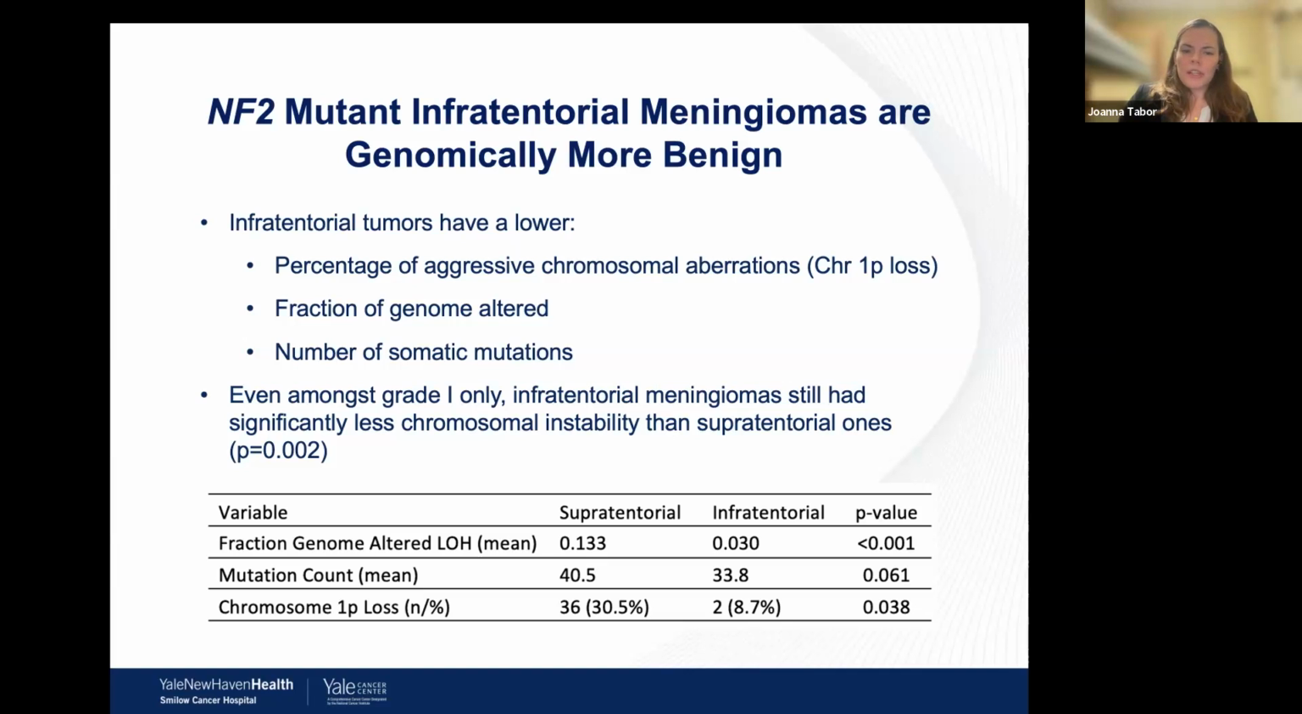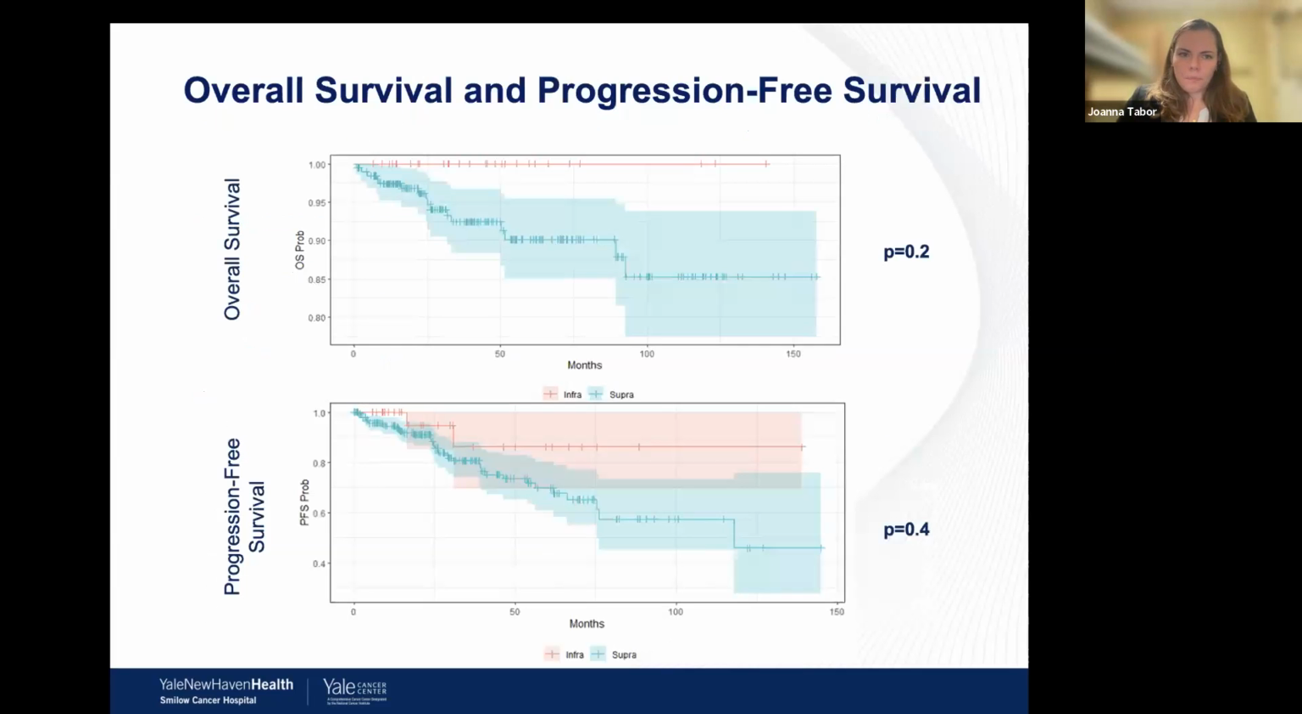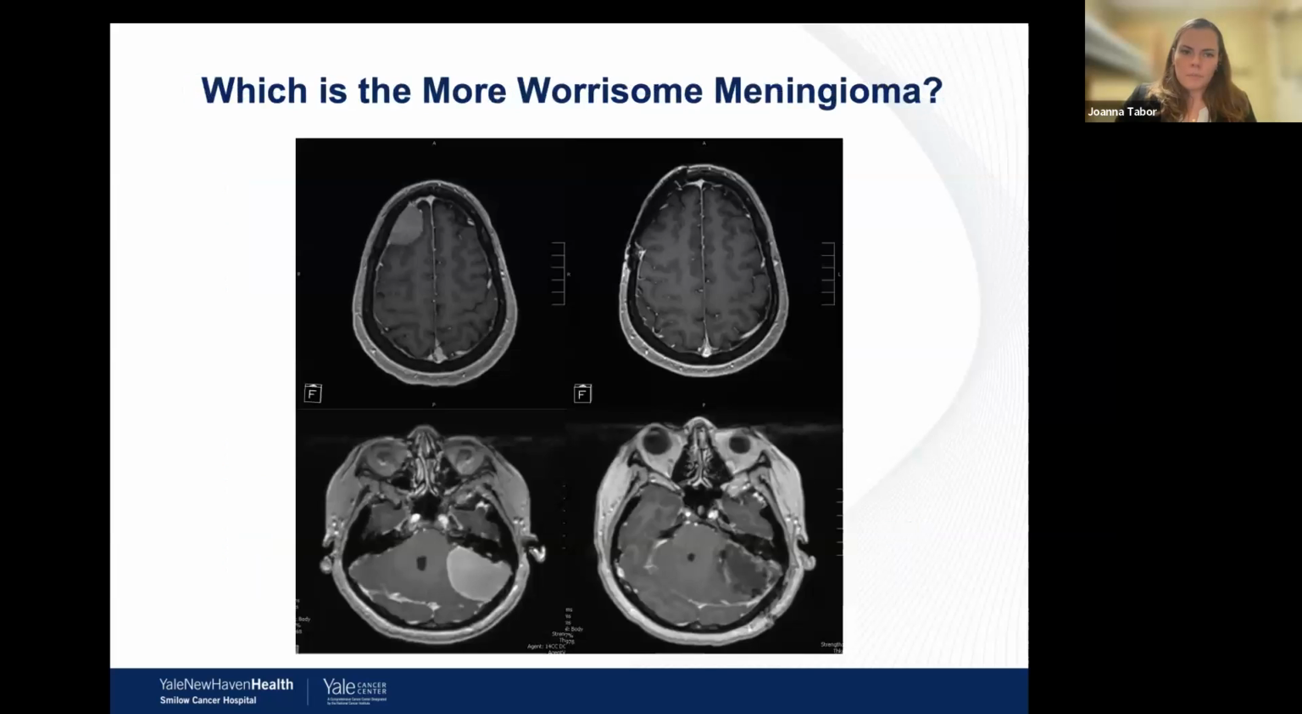So we wanted to make sure that this difference isn't confounded by grade, since we did see a significant correlation with grade. So when looking only amongst grade 1 tumors, we find that infratentorial ones still have less chromosomal instability compared to their supratentorial counterparts, really highlighting the difference in their genomic behavior. And these are just some Kaplan-Meier curves showing that even despite the fact that there's a difference in extent of resection, the overall survival and the progression-free survival for these two groups is not significantly different.